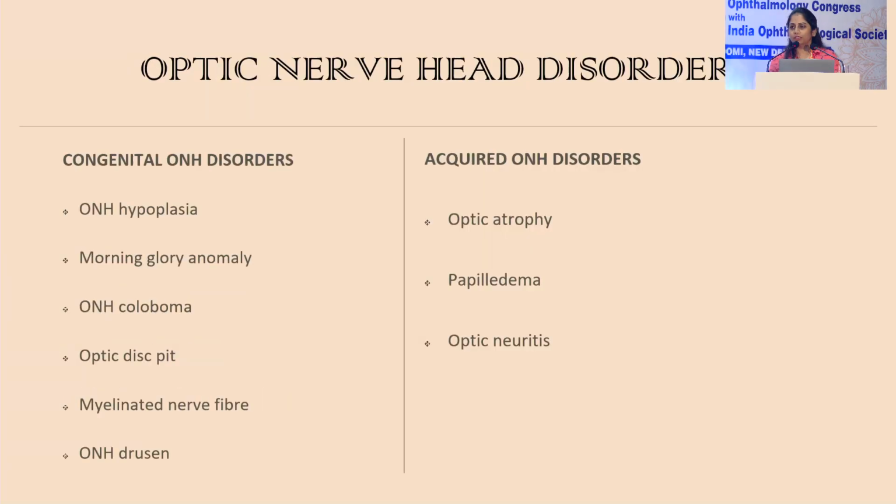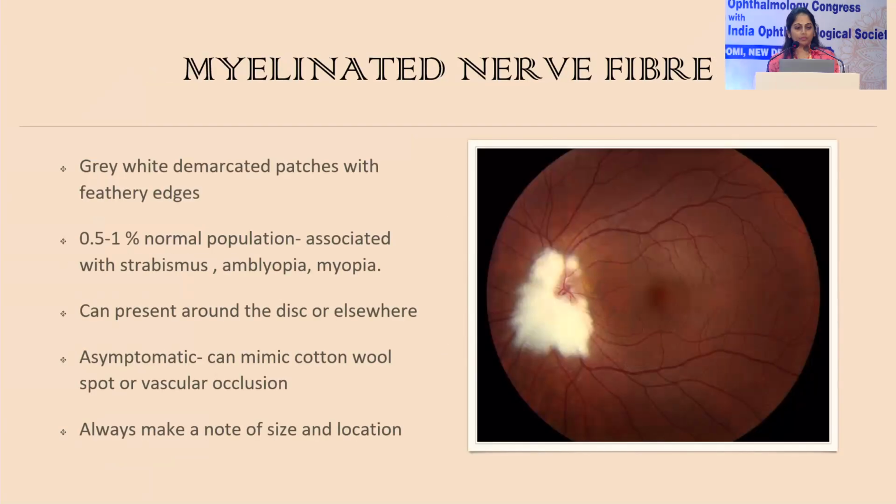So these are some of the topics which I'll be discussing today. For understanding, I've divided it into congenital and acquired optic nerve head disorders. Let's first discuss some of the normal variants of a disc.